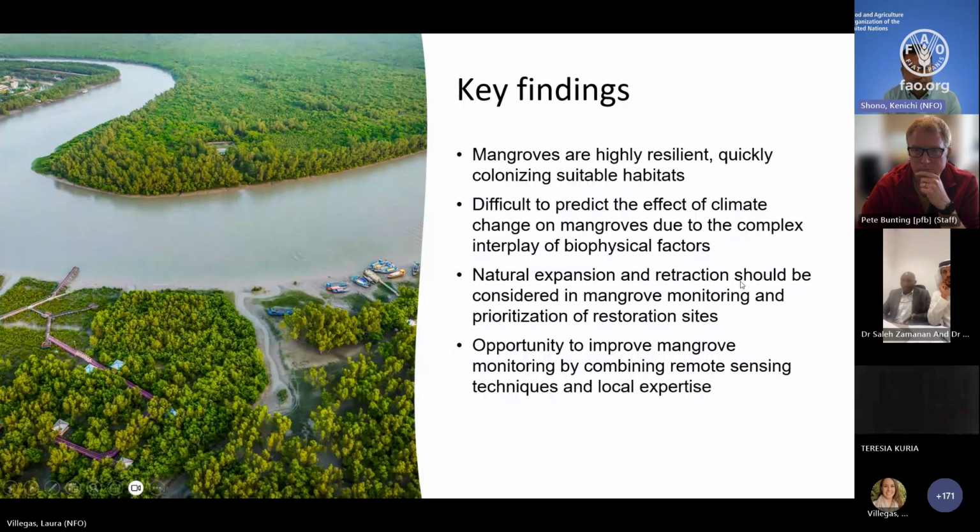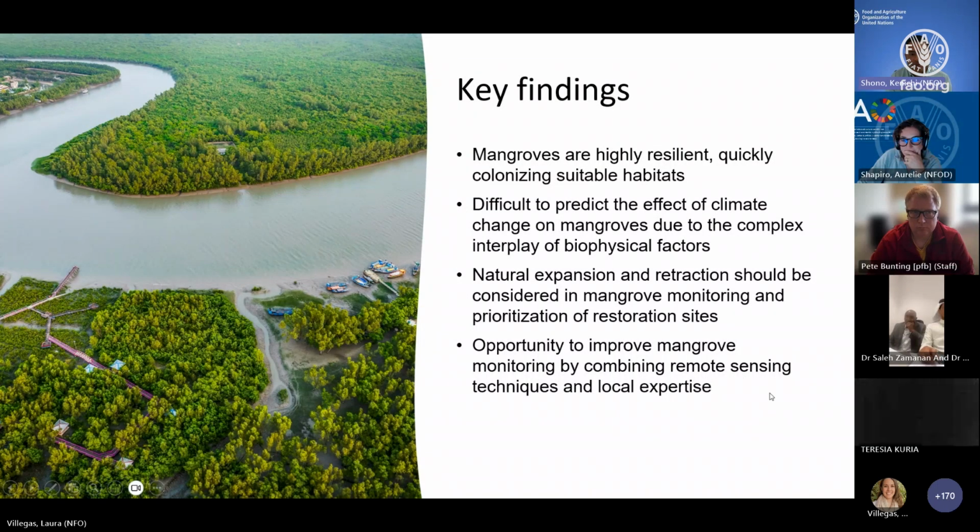So to conclude with some of the key findings, mangroves are highly resilient. They're very dynamic. It is difficult to predict the effects of climate change on mangroves due to the complex interplay of biophysical factors. Natural expansion and retraction of mangroves should be considered in mangrove monitoring and prioritization of restoration sites. And finally, opportunity to improve mangrove monitoring by combining remote sensing techniques and local expertise should be leveraged. And with that, thank you very much, and turn it back to you already.